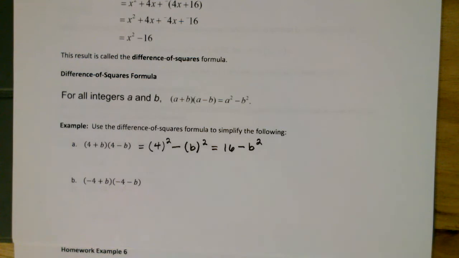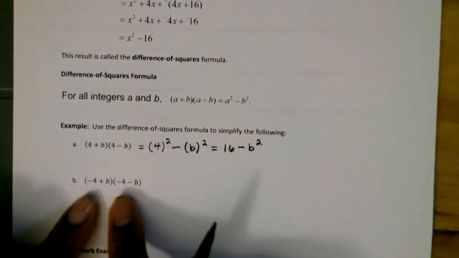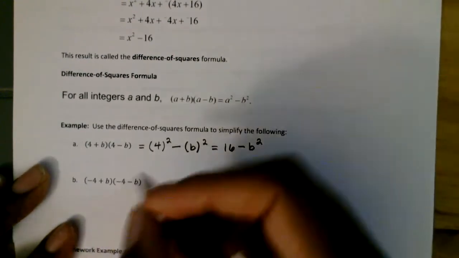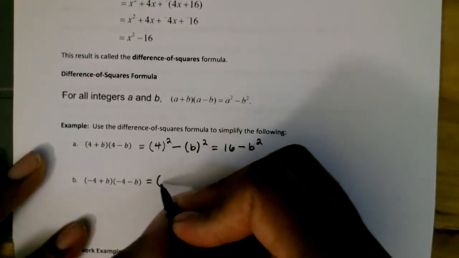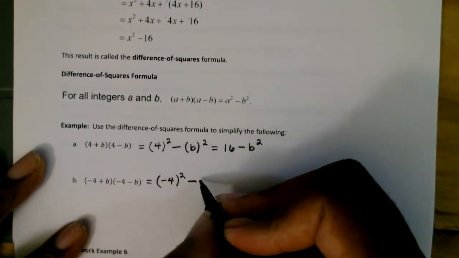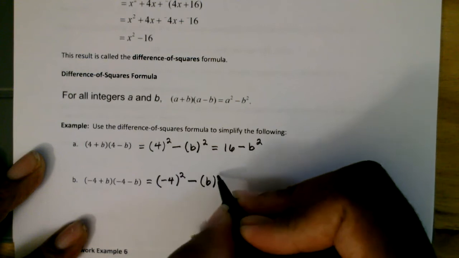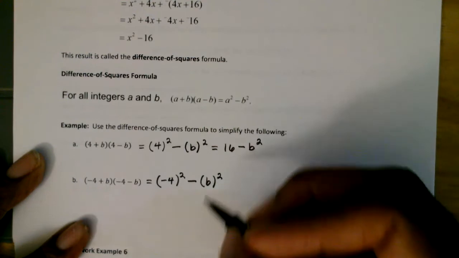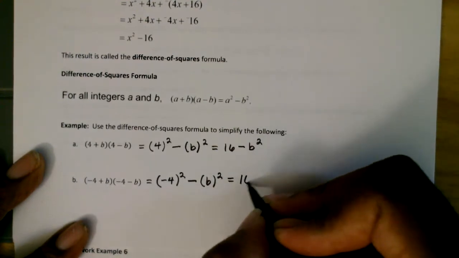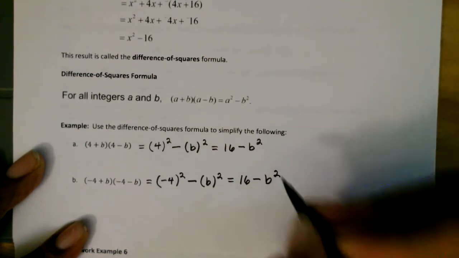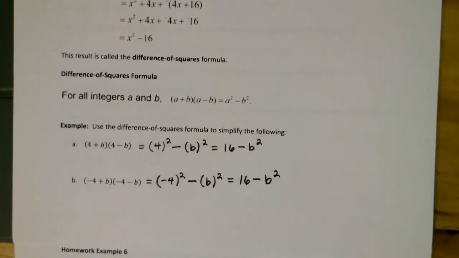Part B, again, negative 4 plus b times negative 4 minus b. Here I got the sum and the difference of the same two terms. I'm going to apply that difference of squares formula by squaring the first term. That first term is negative 4, and that's squared. And that'll be minus the square of the second, the b, and that'll be squared. Negative 4 squared will be negative 4 times negative 4, that's 16, minus the b will just be squared. So it'd be 16 minus b squared.